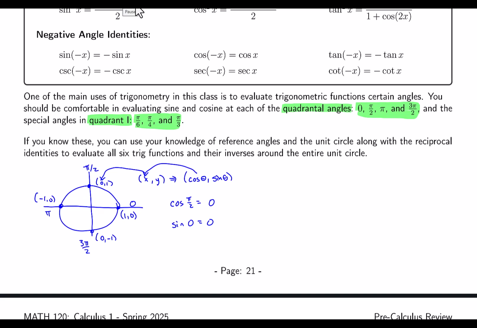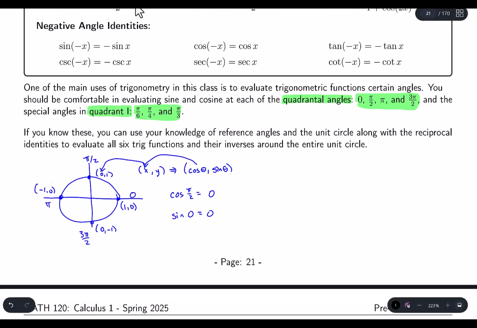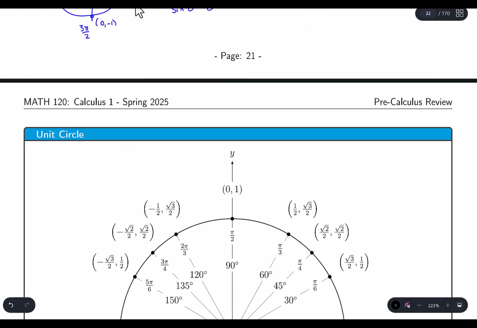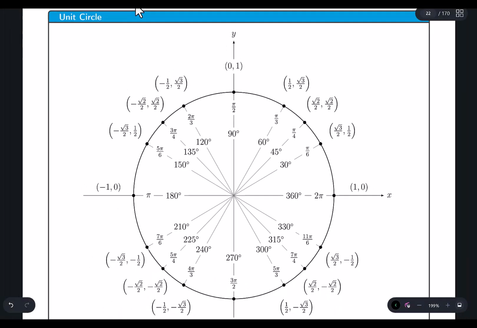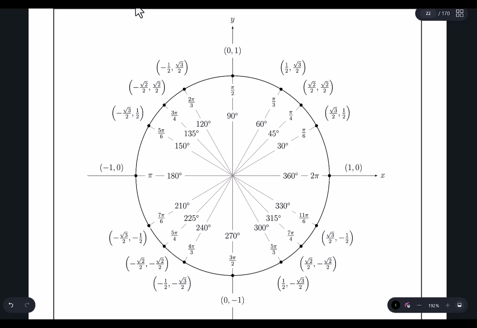But I would definitely take the time to try and get them memorized for the quadrantal angles and the special angles in quadrant 1. On the next page, I've provided you a complete unit circle, and that unit circle has all the angle measures around the unit circle from 0 to 2 pi, and listed the x and y coordinates for each value.